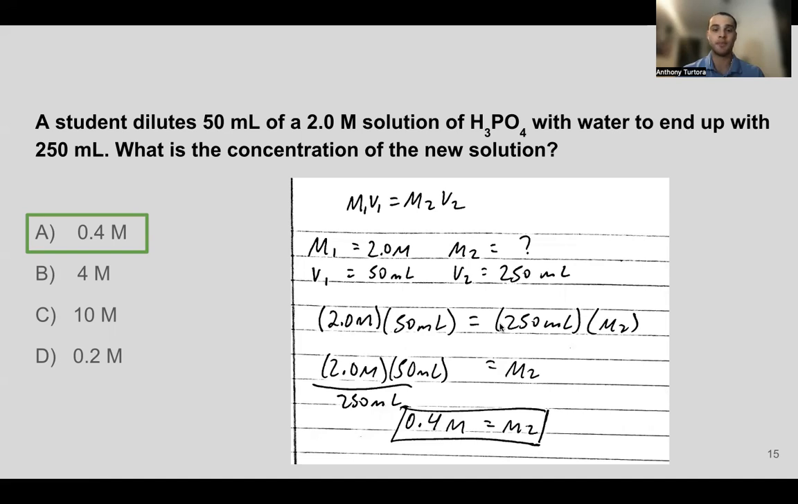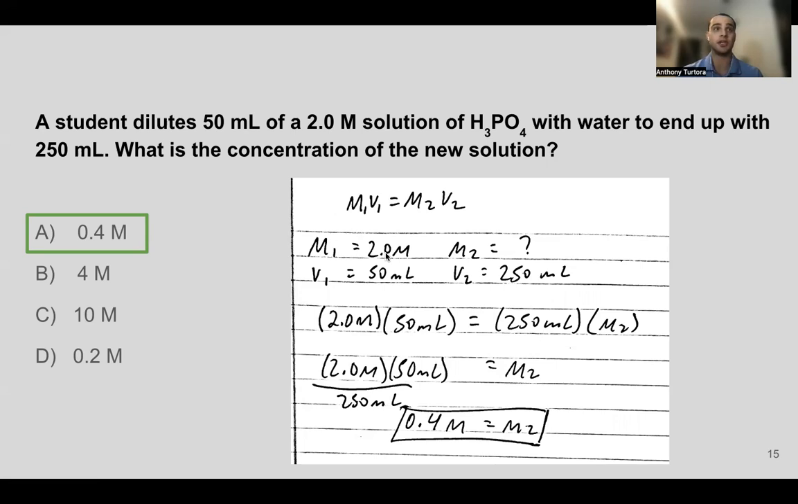Besides the equation, I made sure I wrote down my values for M1, V1, M2, and V2. And I basically just plugged these values into the equation, rearranged the equation to solve for M2, and then found out my answer was 0.4. It is important to make sure that you are keeping your decimal places in place. This could potentially get you mixed up and think it is 4 molar.